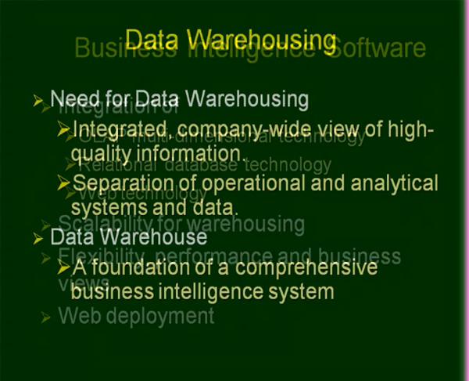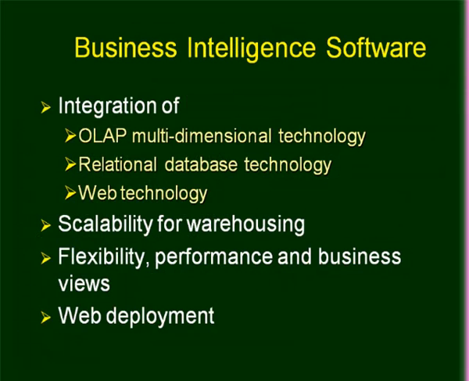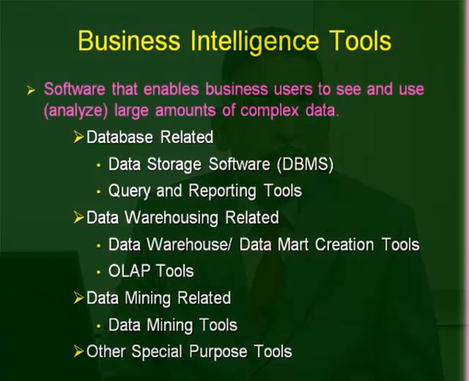BI software basically integrates the different technological powers. It uses relational database technology along with OLAP, multidimensional technology and web technology. The software is also scalable for storing the data in the form of a data warehouse, and flexible. Performance is good. You can derive many business views from the data warehouse. And the software is web deployable also. That means web-based BI solutions can also be provided by using web technology.